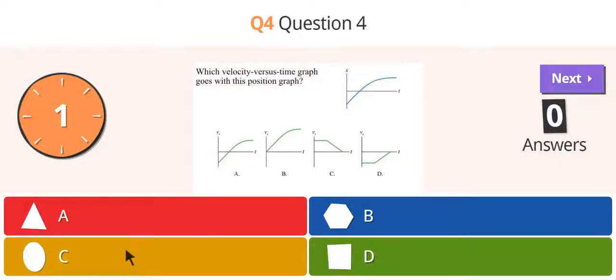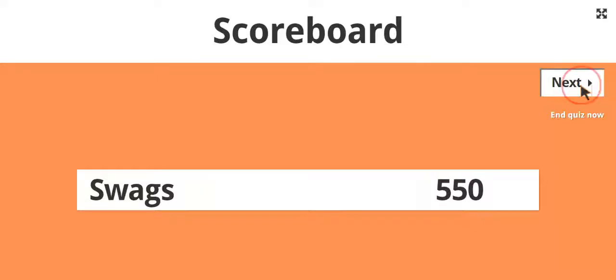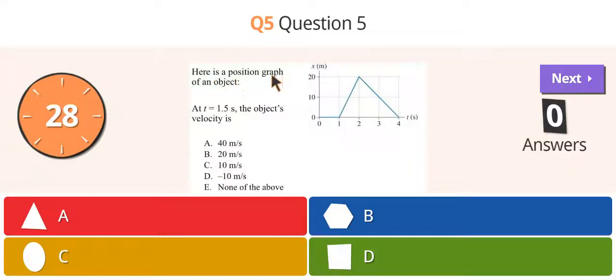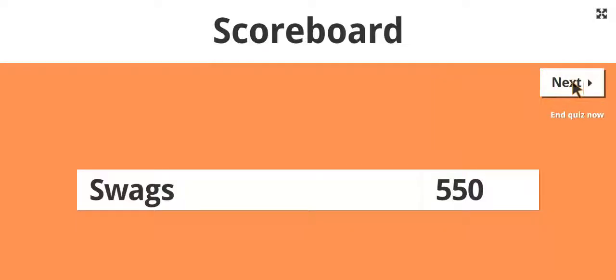Let's just go over to the next one. I'll just go through all of these without entering in the answer. Question number 5. Here's a position graph. At t equals 1.5 seconds, what's the velocity? Remember, on a position time graph, the slope is the velocity. So this slope between 1 and 2 seconds is the rise, which is 20, divided by the run, which is 1. So 20 divided by 1 should be B. Yay.